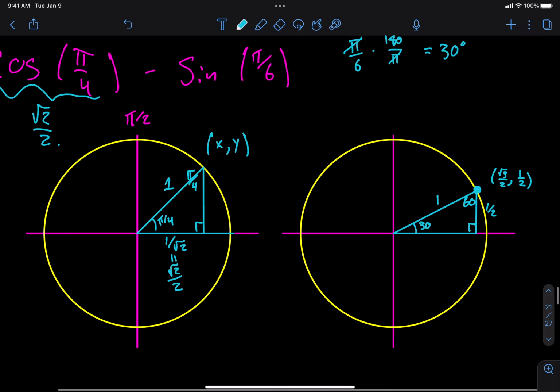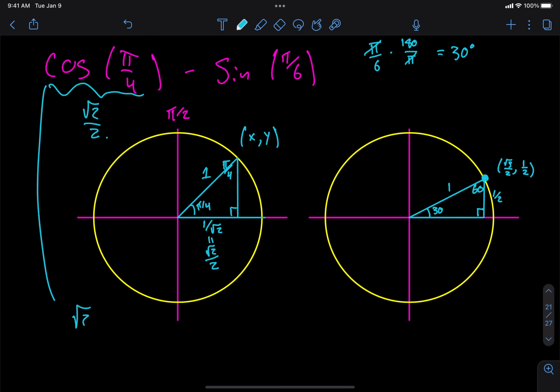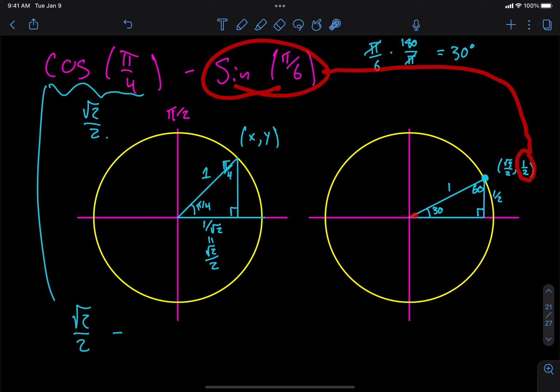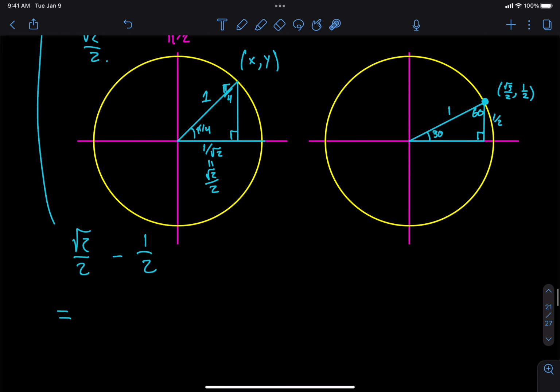Okay? So what do we get? This is going to be square root 2 over 2. That's what we get when we do cosine of pi over 4. Then I have a minus sign, and now I need to write what is sine of pi over 6. Sine of pi over 6 is the y-coordinate of the point, which is pointed at by the angle pi over 6. And that y value is 1/2. So I'm going to subtract 1/2. If I simplify, these two fractions have the same denominator. I can just subtract the numerators. So I get square root 2 minus 1 all over 2. That would be my final answer.